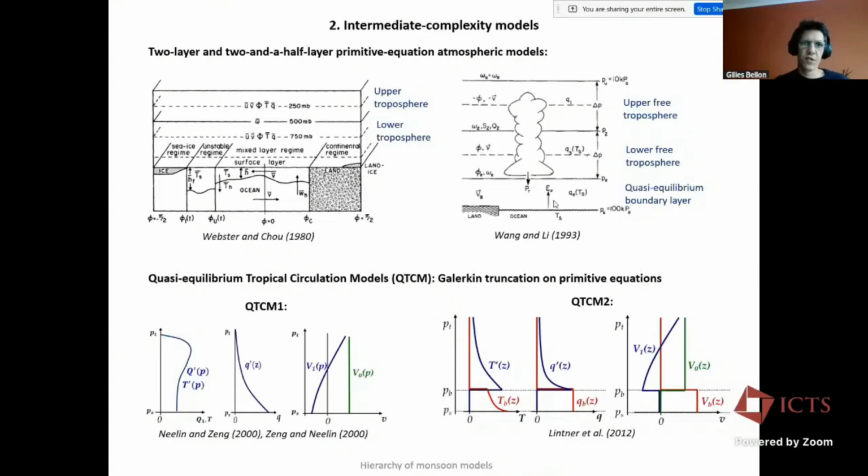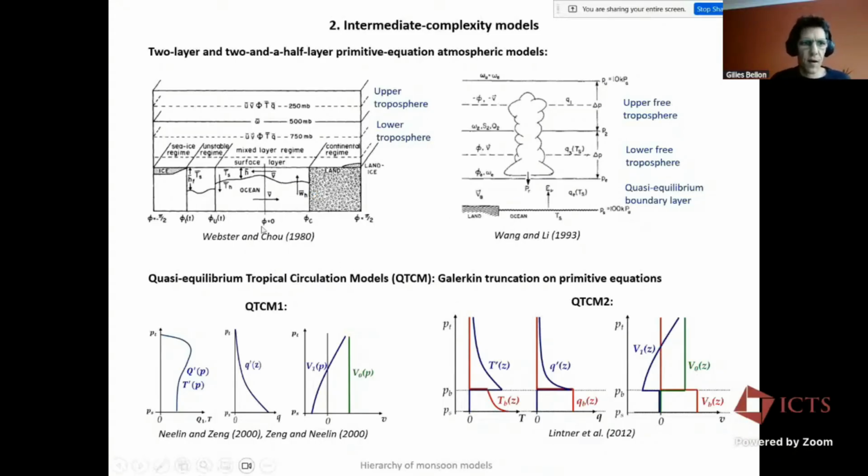That's the first way. So you just discretize your primitive equations on a very limited number of layers on the vertical, and you run with it essentially. And those two models were developed only in an axisymmetric version, actually.